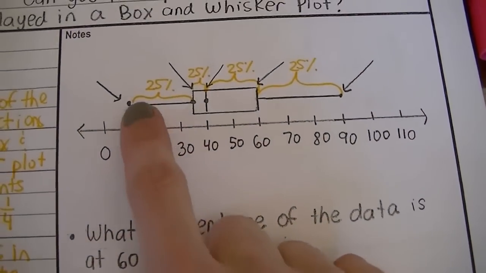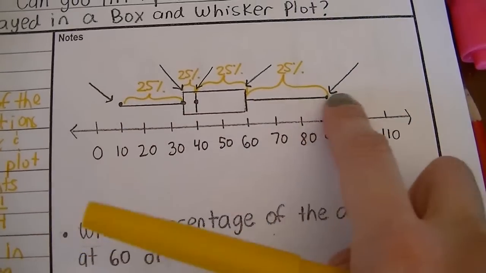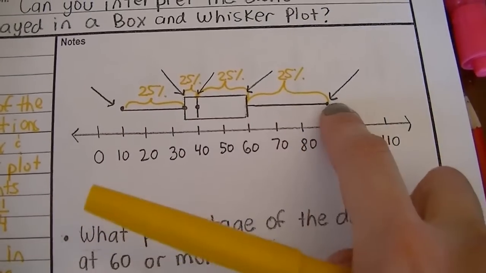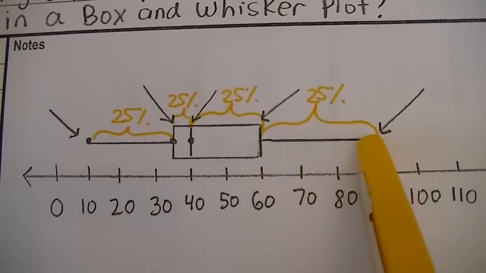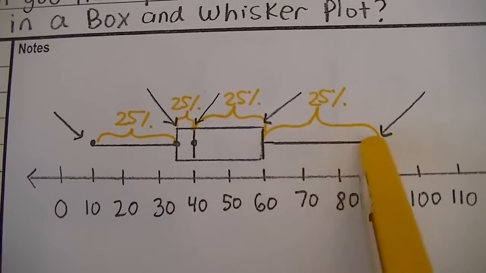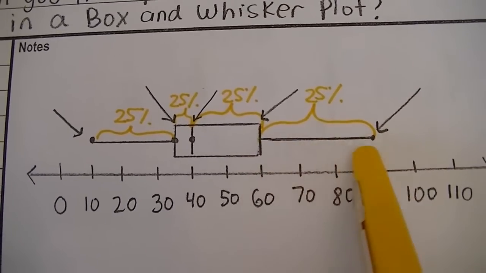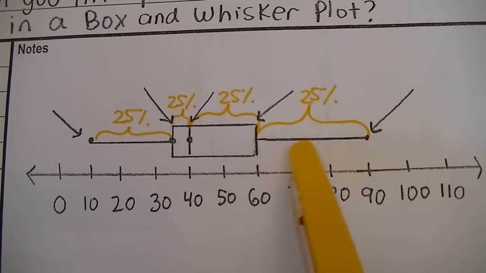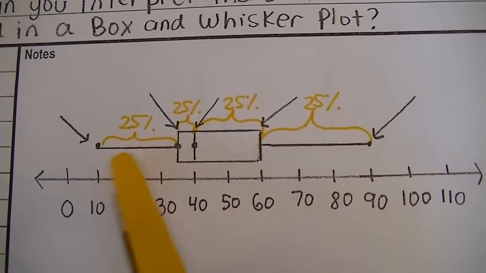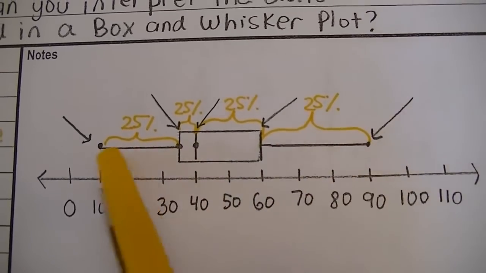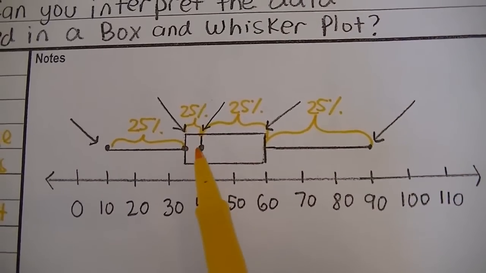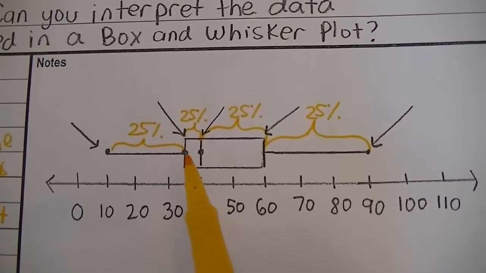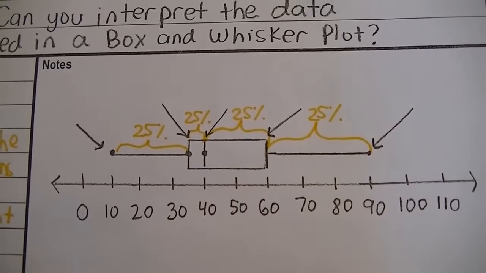So if you're like, gosh, this is 25% of the data and then so is this, why is this so long right there? Here's why. The numbers that are represented in here are more spread out, okay? There's still the same number of pieces of data right here as there is right here, but these are more spread out than these. So tell me, what do you know about the numbers in this 25% of the data? Are they really spread out, or are they really close together?